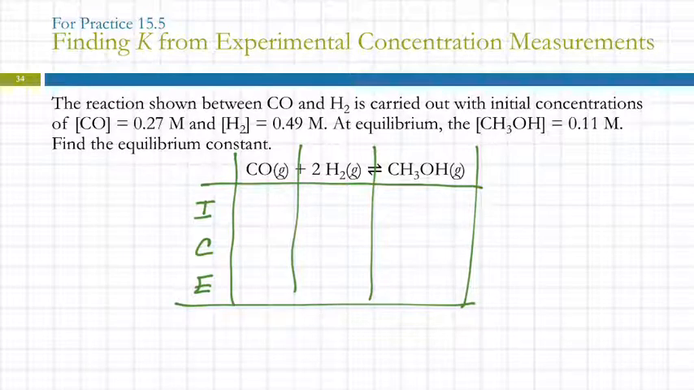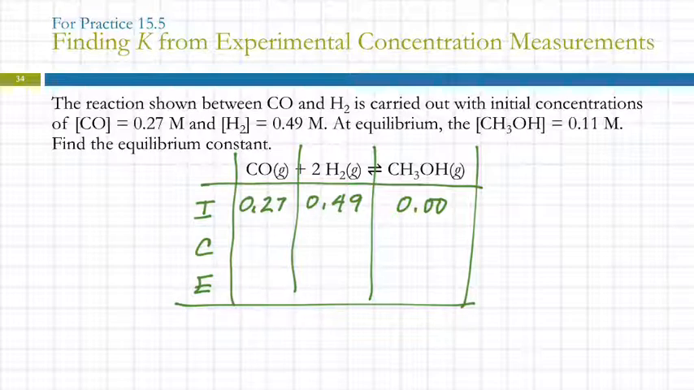So the initial concentrations were given to me. Carbon monoxide was 0.27. Hydrogen is 0.49. They didn't say anything about the product. 0. It is usual that when you have a reaction occur, you put the reactants in there and you don't add some of the products, because if you're adding product, why would you be doing it if you already had the products, right? So if it doesn't mention a concentration of the products, you can assume it's 0. You should assume it's 0.